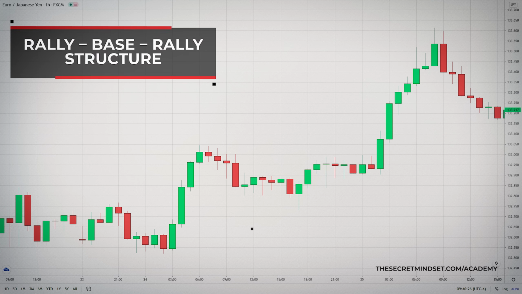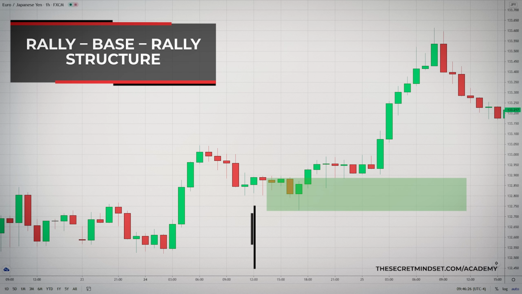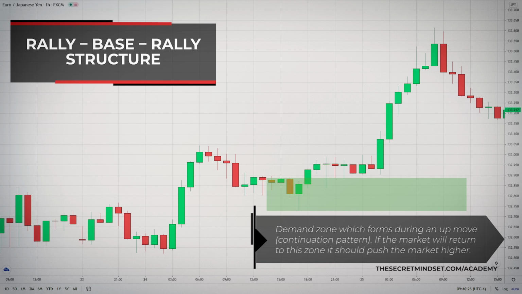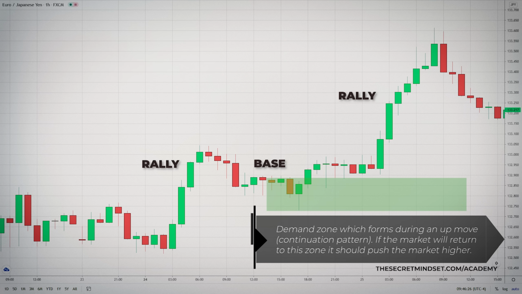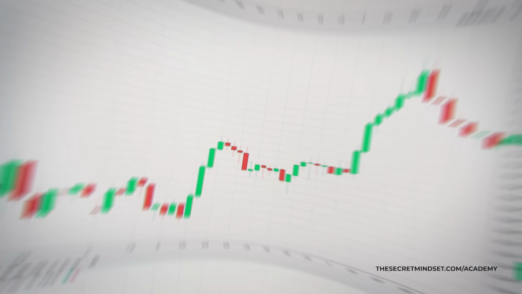The rally base rally is a type of demand zone which forms during an up move, being a continuation pattern. The market structure is very simple. In this example, you can see we first have a rally, then a consolidation, or the base, and finally another rally, which creates the demand zone. A rally base rally will always form a demand zone. It can never create a supply zone.